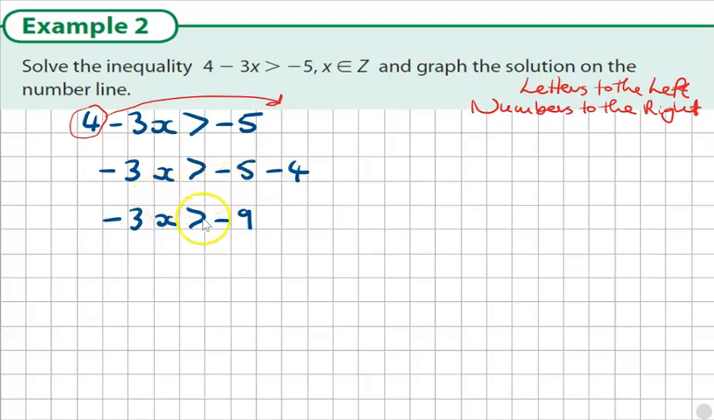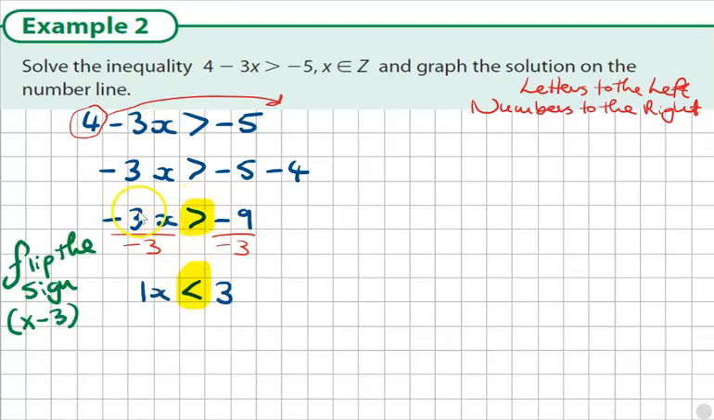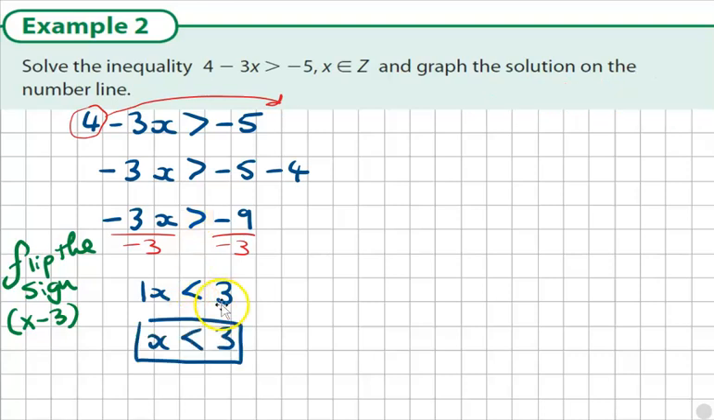And now we're going to divide both sides by minus 3. Because we're dividing by a negative number, the sign has to flip. So minus 3 divided by minus 3 is 1, so we get 1x. The sign flips, and minus 9 divided by minus 3 is positive 3. So we have 1x is less than 3, so x is less than 3.